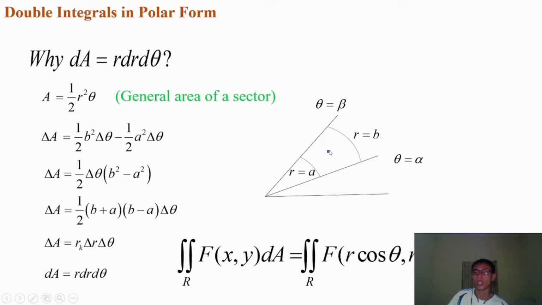When we chop it into smaller areas, that delta r and delta theta are going to be closer and closer to 0, right? So when they are going closer and closer to 0, that r-bar is going to be closer and closer to r, right? So that's why dA is equal to r dr d theta. So by just substituting dA here, we get the formula of the double integrals in polar form. And in order to help you understand this concept better, I provide you some examples.